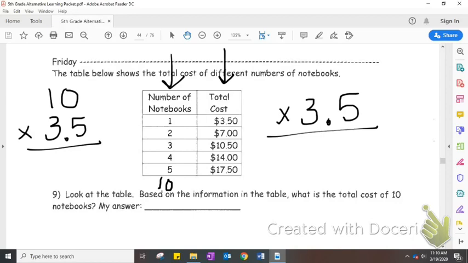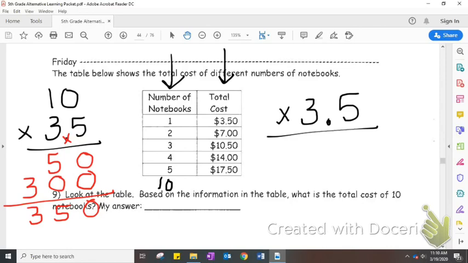5 times 0 is 0. 5 times 1 is 5. I'm going to put a 0 here because remember when I'm multiplying with decimals, pretend like the decimal isn't there. Okay. 3 times 0 is 0. 3 times 1 is 3. My answer is 350. Okay, now I need to figure out where to put the decimal point.